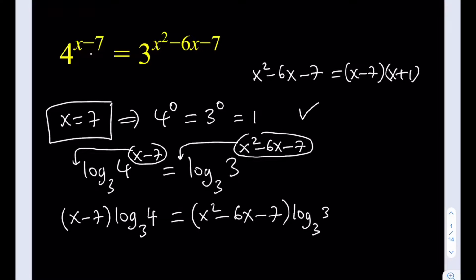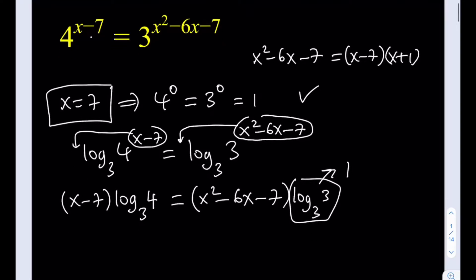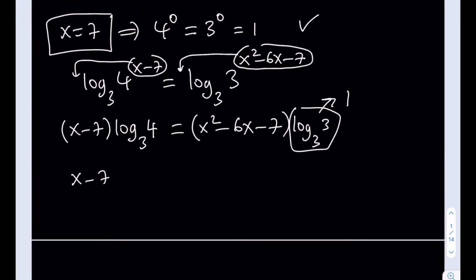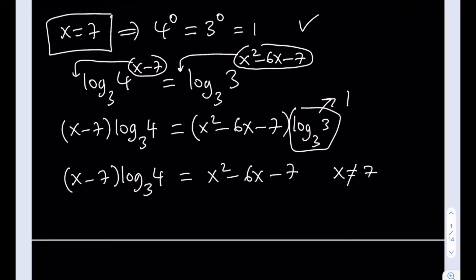Okay. Well, we know that this is equal to 1. So this is just going to be 1. Okay. So then it's going to equal x squared minus 6x minus 7. Okay. So we have the following equality. x minus 7 times log 4 with base 3 is equal to x squared minus 6x minus 7. Awesome. Okay. Now at this point, we can just go ahead and divide both sides by x minus 7. But the only problem with that is you can't divide by 0. So at this point, we're just going to assume that x does not equal 7. And then we could just go ahead and proceed with the division.